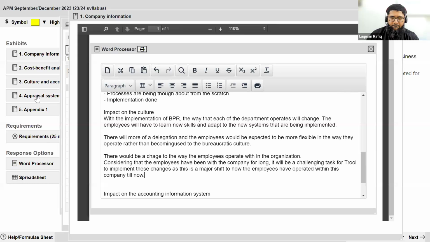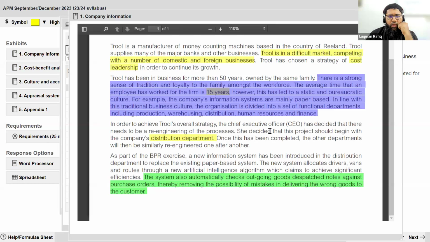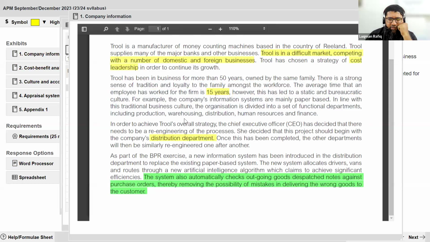Right? So now the next impact is, what is going to be the impact on the information system? It says that the information systems are mainly paper based. A new information system has been introduced in distribution to replace the existing paper-based system. The new system allocates drivers, vans, and routes through a new artificial intelligence algorithm, which claims to achieve significant efficiency. So the system will automatically check out. Now, what is going to be the impact on the information system?